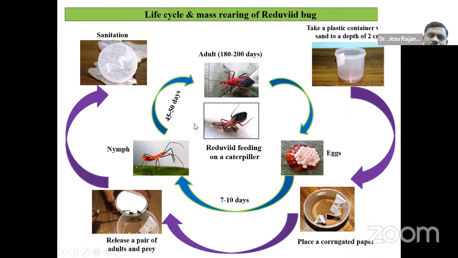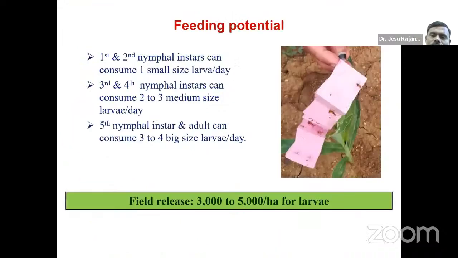Here the adult lives for a minimum of 6 months. One single female itself lays more than 2000 eggs. Just imagine, the fecundity is very high. So there is no need to grow lakhs of predators. Just grow a small number of predators, and whatever nymphs come are directly released into the field. So the fecundity and feeding potential are high, and the field release as per the recommendation is 3000 to 5000 per hectare for larvae.